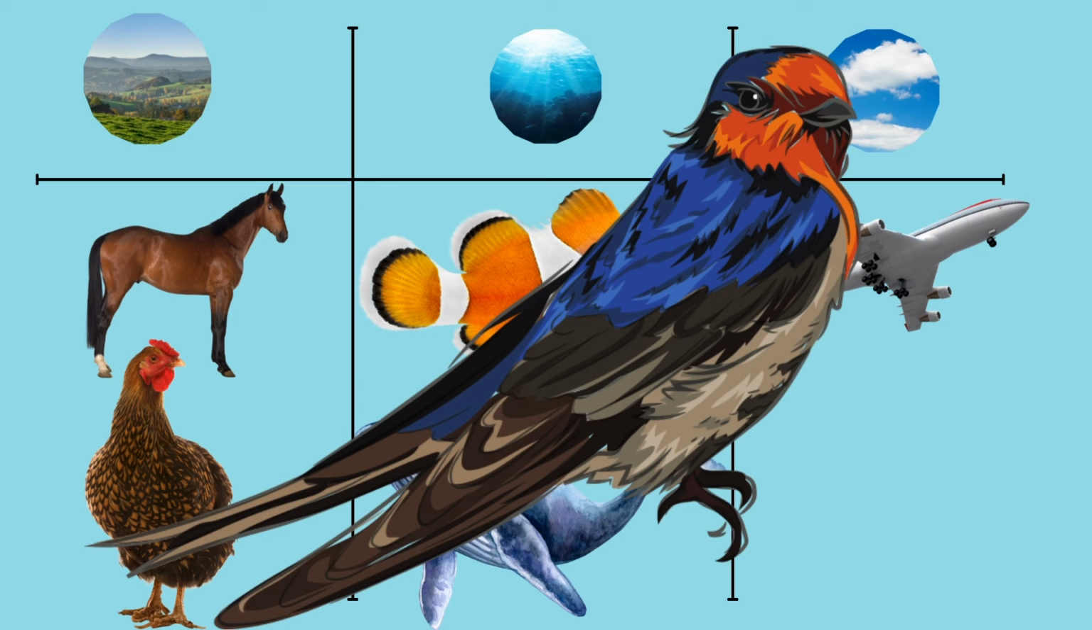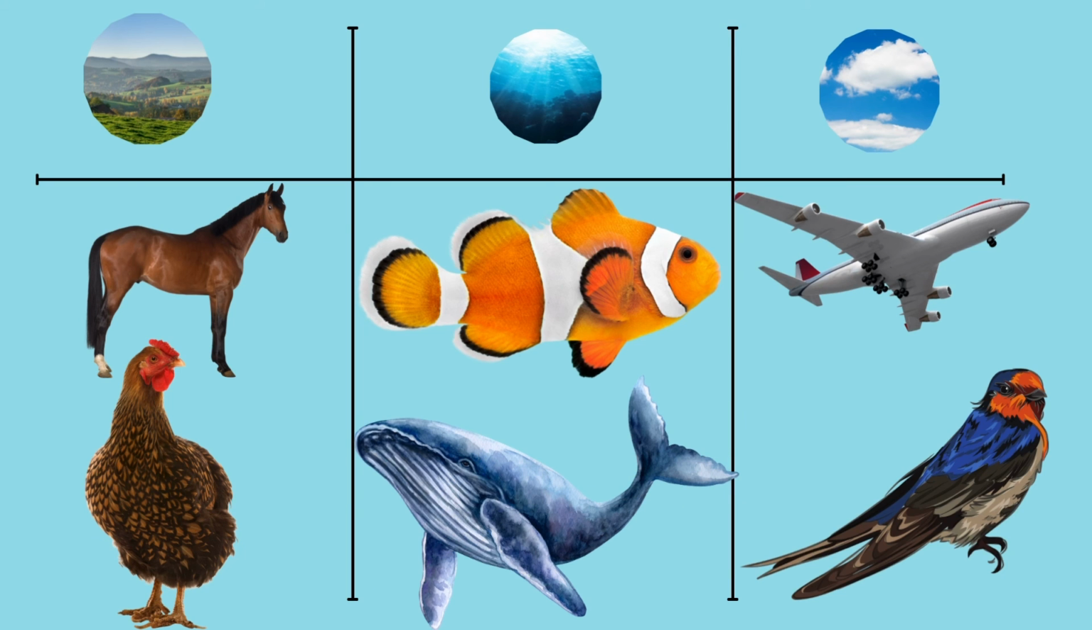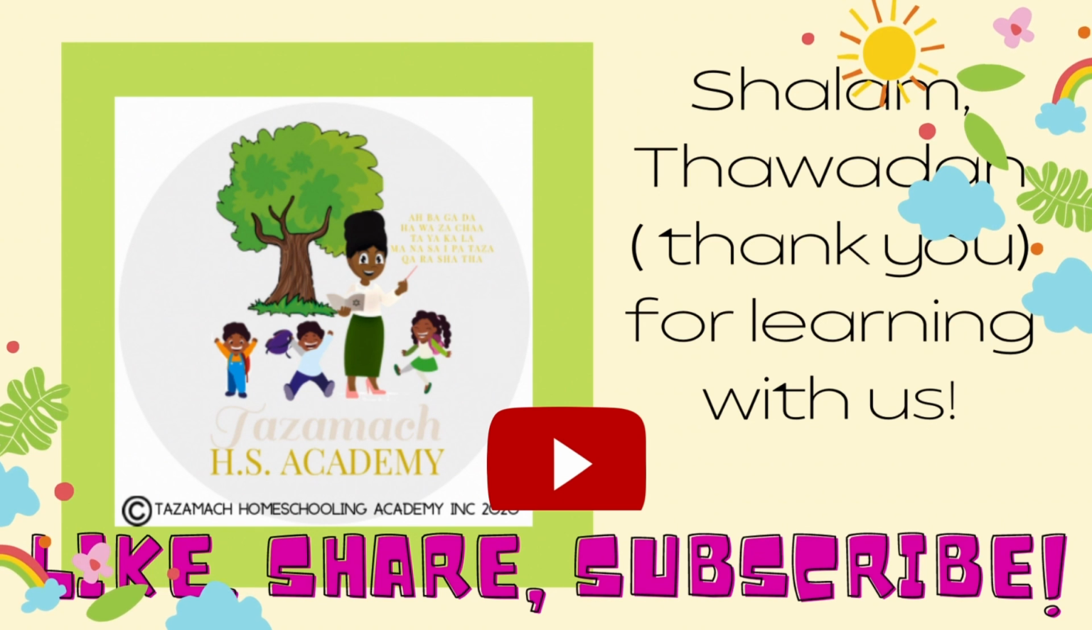This bird, does it live on land? Does it live in the water? Or does it live in the air? This bird lives in the air, flying all around. So we have on land the horse and the chicken. We have in the water the fish and the whale. And we have in the air the bird and the airplane.